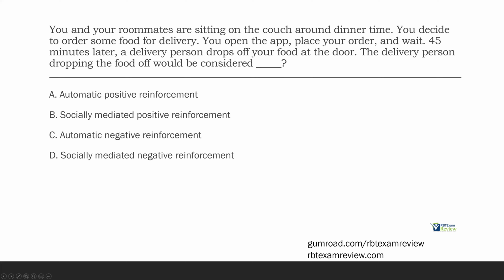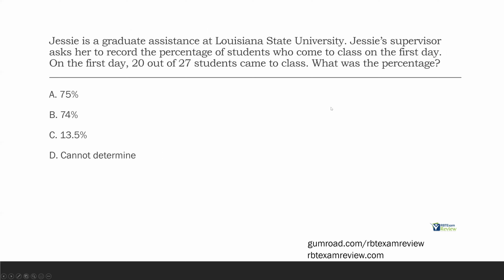Now, is that positive or negative? Well, we're adding the food, right? The delivery driver is giving you your food, okay? It's going to be positive reinforcement. So altogether, we have socially mediated because it's a second person, and positive, adding reinforcement, because in the future, if you want food, you're going to continue ordering from this app. The delivery person dropping the food off would be considered socially mediated positive reinforcement.